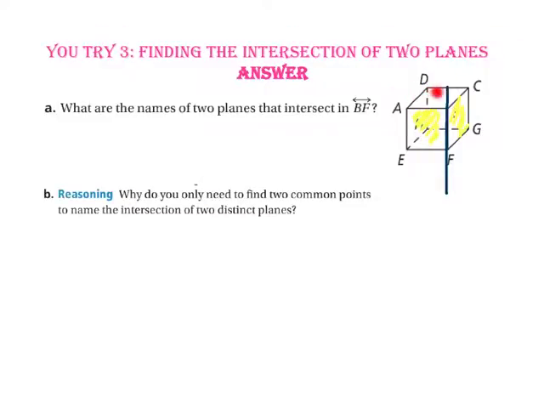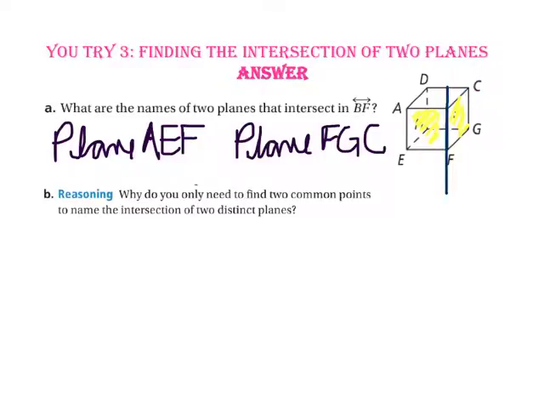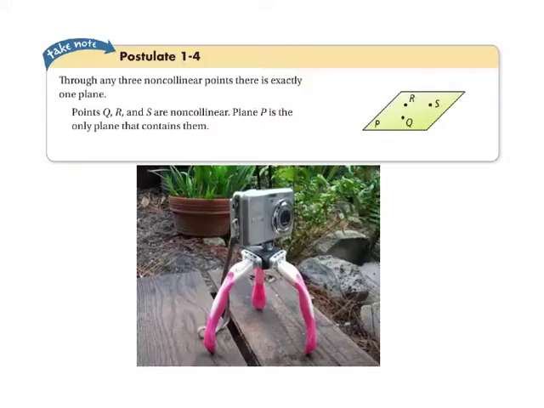Okay, here are the 2 planes that intersect at line BF. So plane AEF and plane FGC intersect at line BF. All right, the reason you only need to find 2 common points to name the intersection of 2 distinct planes is because it takes 2 points to name a line, and a line is the intersection of a plane.